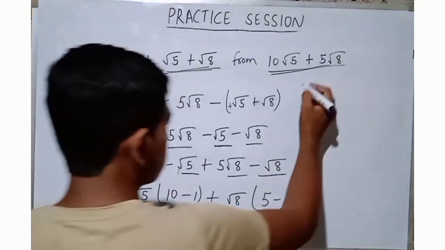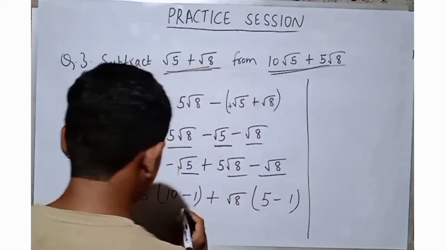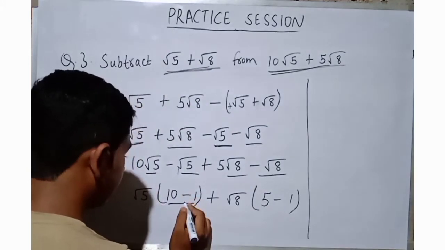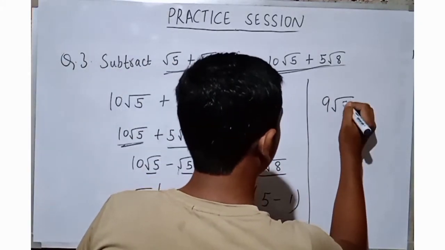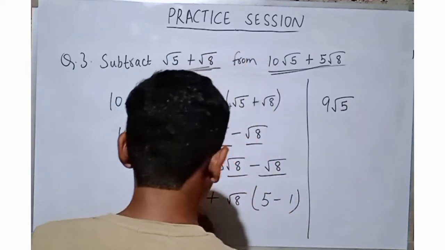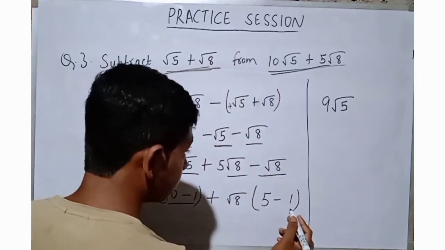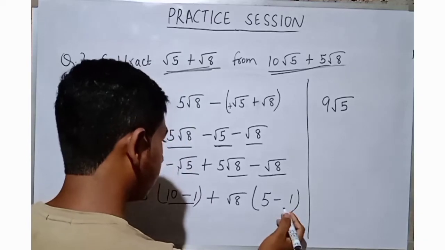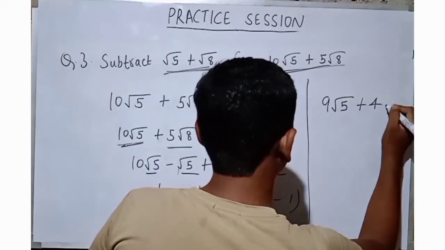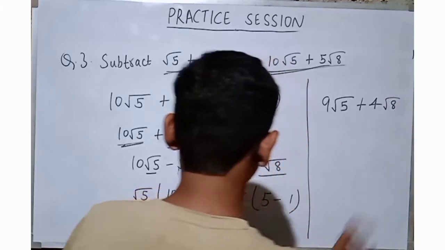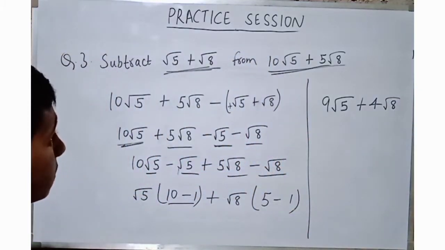Okay, so see here, 10 minus 1 will be 9. 9 into root 5 will be 9 root 5. And here 5 minus 1 will be 4, and 4 into root 8 will be plus 4 root 8.